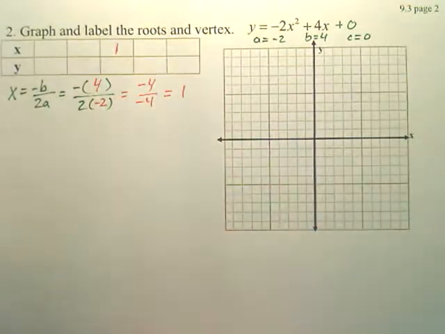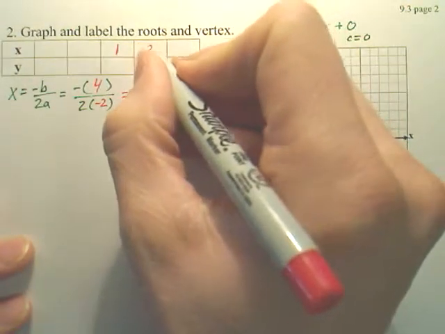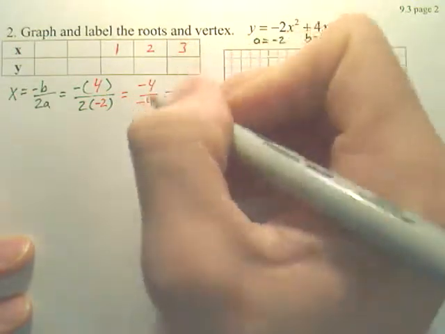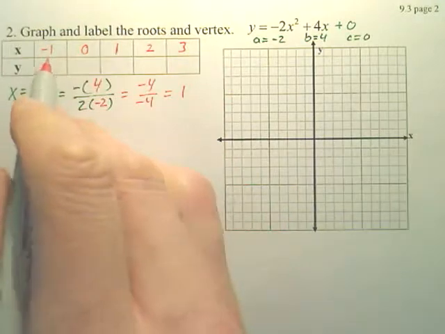So the middle of our graph is going to be 1, which means what's to the right of 1? That'd be 2. To the right of that's 3. To the left of this is 0, and to the left of that is -1. This is like a number line.